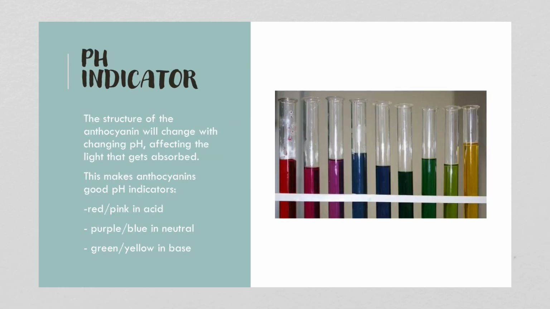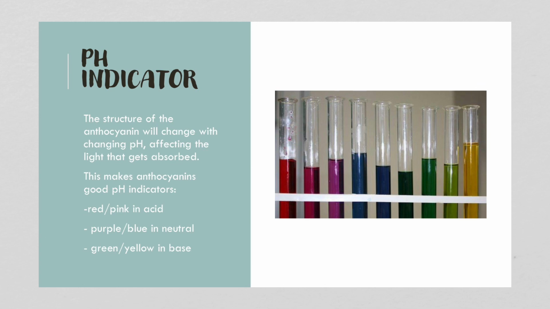And because anthocyanins change their structure with the changing pH, it can actually affect the light that gets absorbed. So that makes anthocyanins really good pH indicators. So they tend to be red, pink, in acid. Then they become more purple, blue, in neutral, and then green, yellow, in base.